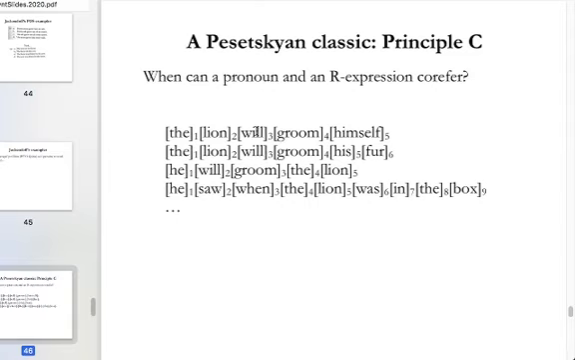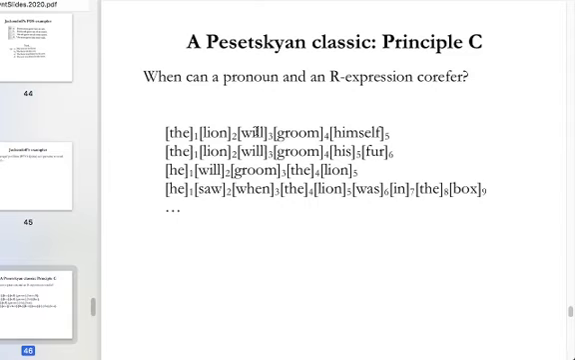This one's based on slides from my teacher, David Pesetsky, and it has to do with what's called Principle C of the binding theory. Don't worry about what any of that means if you haven't taken syntax yet. What the binding theory deals with is when different kinds of pronouns and non-pronoun noun phrases, which we call R-expressions, are allowed to co-refer. What does that mean, they co-refer?